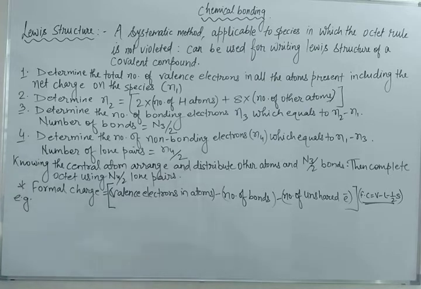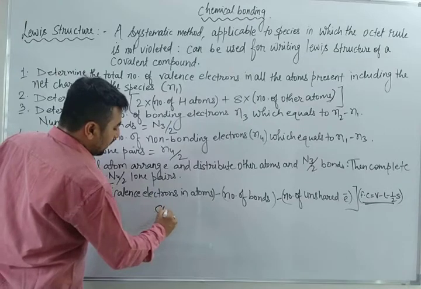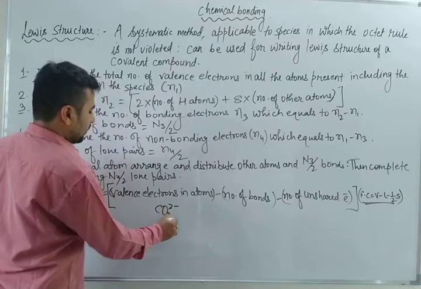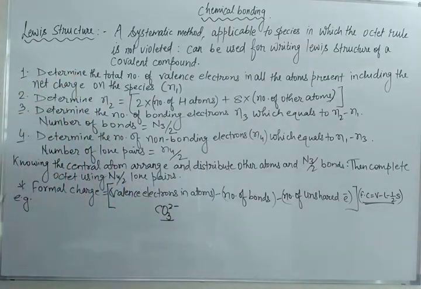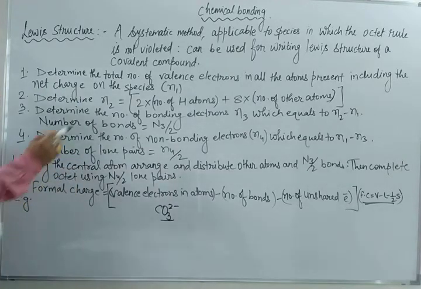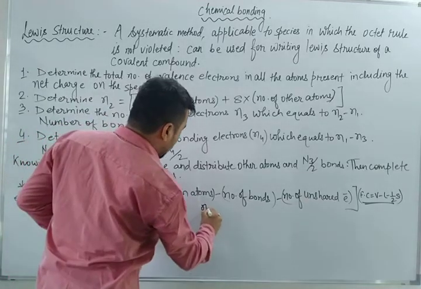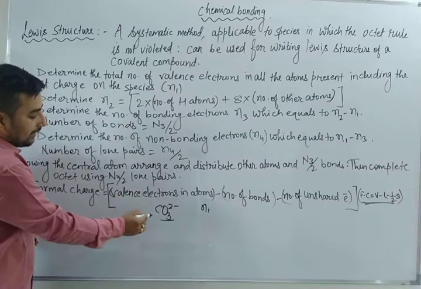Determine the total number of valence electrons in all of the atoms. What you have to do is calculate the total number of valence electrons. So let's start with an example. If I talk about the carbonate ion, CO3 2 minus, here I am giving you this example. First point: determine the total number of valence electrons in all the atoms present, including the net charge on the species. So here I want to calculate N1, the total number of valence electrons.